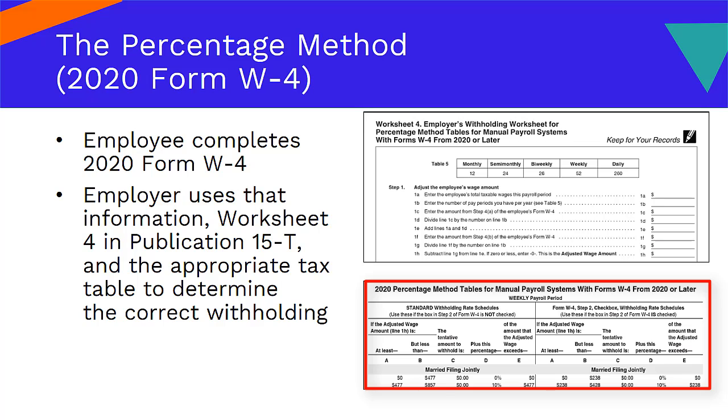So that's how the income tax withholding is determined using the wage bracket method and the percentage method. Either of those, basically the employee completes the new Form W-4, and then the employer uses that information. Also the worksheet, either Worksheet 2 for the wage bracket method or Worksheet 4 for the percentage method. And for each of those methods, there's the appropriate tax table to determine the correct withholding.